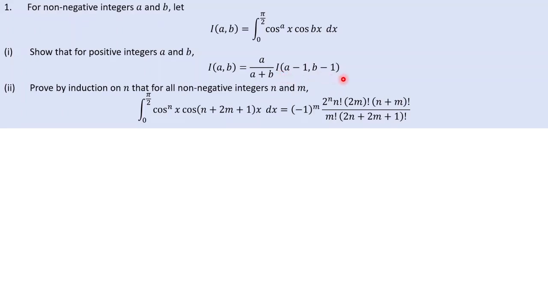So as you can tell, it's already very different from the type of conventional calculus problem where you just evaluate integrals or compute differentials. So how do we do part 1? Well, firstly, I just put down the integral here again. Now we notice we want to get a recurrence relation where the a has decreased.